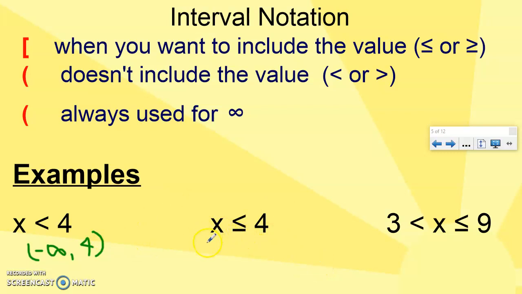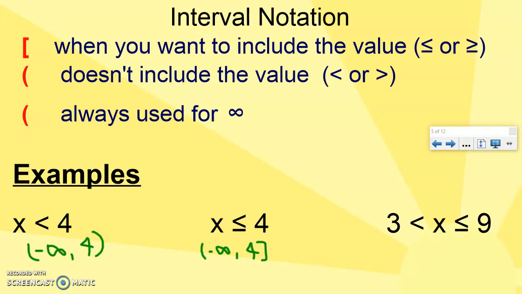For x is less than or equal to 4, same kind of thing. I'm talking about all numbers that are less than or equal to 4. So it's going to go all the way down to negative infinity. And this time, though, I want to include 4. So I'd write comma 4 and then the bracket.